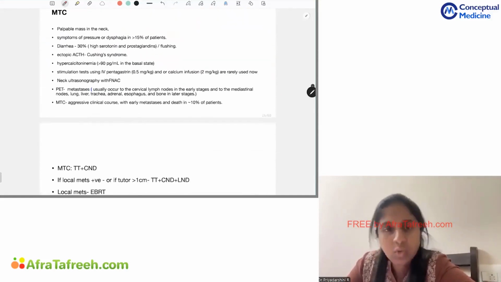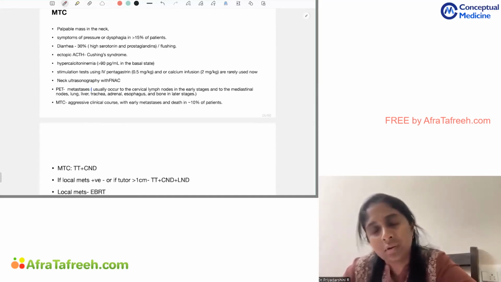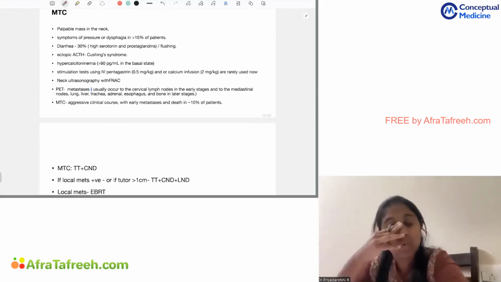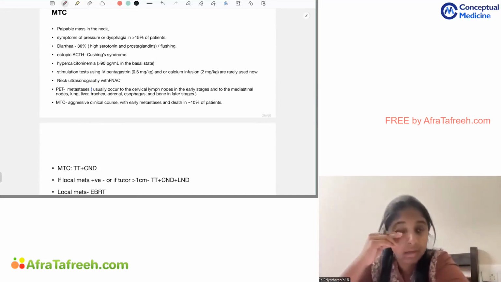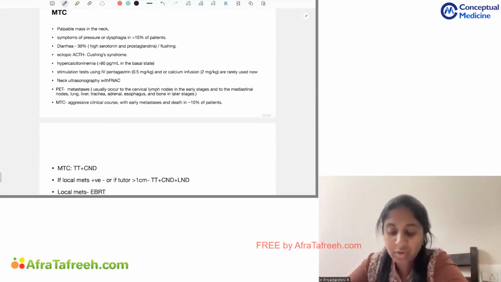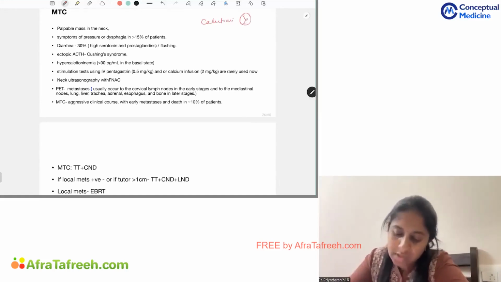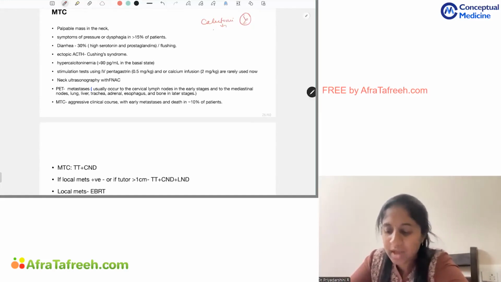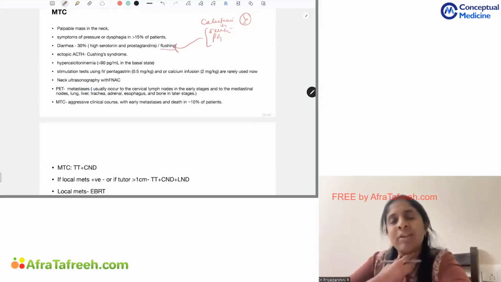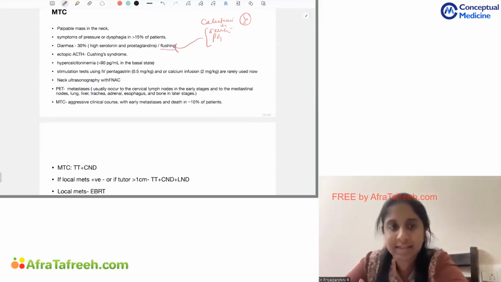MTC is usually asymptomatic. Usually you will be diagnosing MTC with a palpable mass in the neck. The patient may manifest with symptoms of pressure effects. Very rarely, due to the calcitonin effects, there could be diarrhea also. Along with calcitonin, you may have serotonin and prostaglandins, because of which they may manifest with flushing-like features and diarrhea. Sometimes the medullary thyroid cancer may produce ACTH, so they may manifest with Cushing syndrome also.